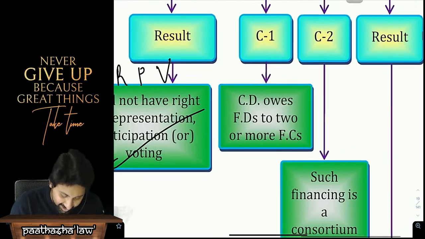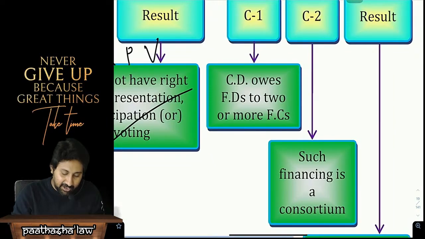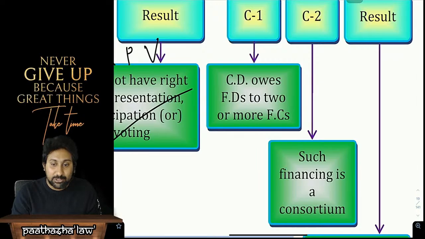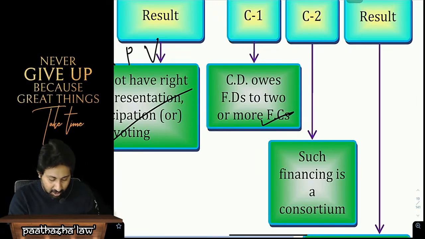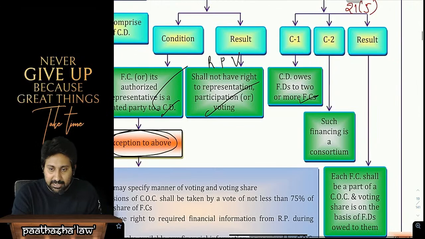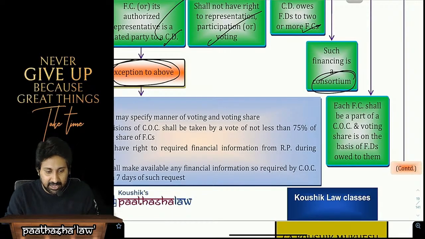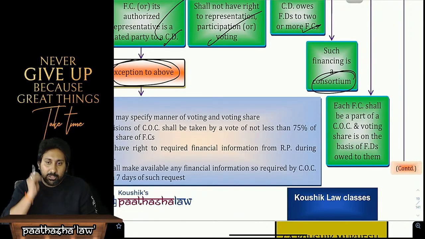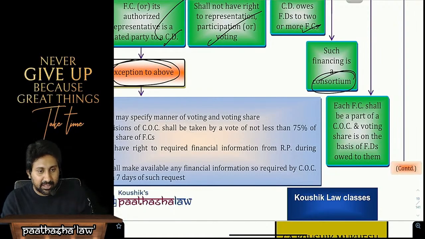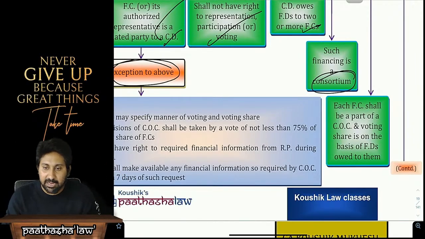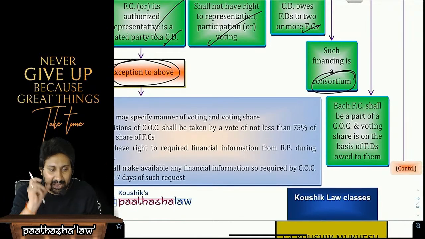Condition number 1: the corporate debtor owes financial debts to 2 or more financial creditors. That means the corporate debtor is owing not only to one person, but to 2 or more financial creditors. Condition 2: such financing is a consortium. Consortium means in a group, in a batch. So 5-6 banks came together and lent money to one single party. That one single party is the corporate debtor. The 5-6 banks will become the multiple financial creditors, forming a syndicate or a consortium.